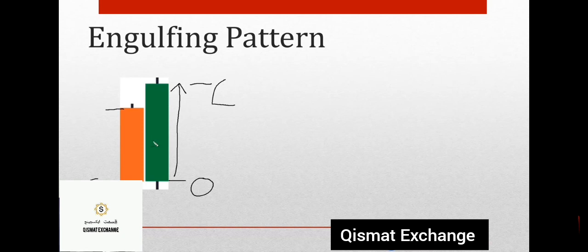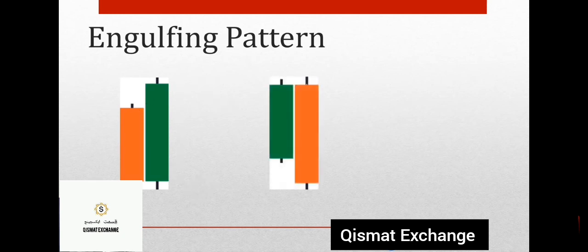Firstly, it engulfed the body of the previous candle, and it's a sign of strength as the buyers have pushed price higher and even closed above the highs of the previous candle. The other pattern is what we call the bearish engulfing pattern. It's just the opposite. You can see that the first candle over here is bullish. Buyers are in control, open here, and closing near the highs.